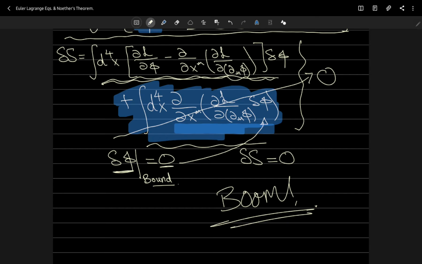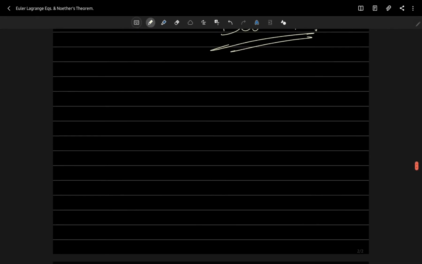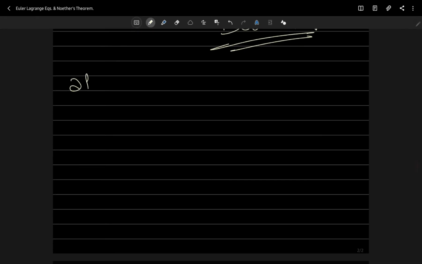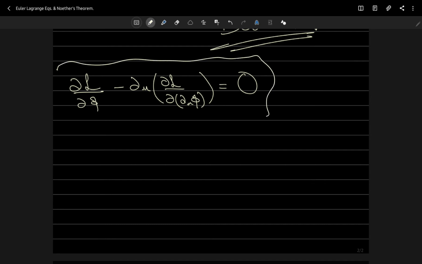And this integral can only vanish if the integrand itself vanishes. So what is inside the integral, that has to vanish. And from this then, what we have is that the integrand is partial L over partial phi minus partial mu of partial L over partial partial mu phi is equal to 0. It has to vanish. And voila, this is what is known as your famous Euler Lagrange equation, right?